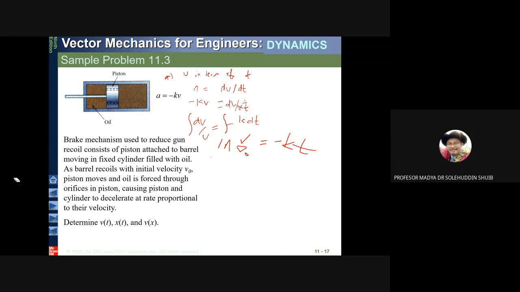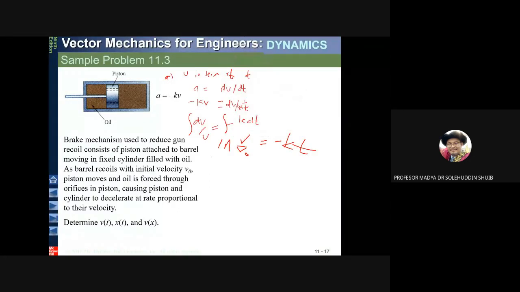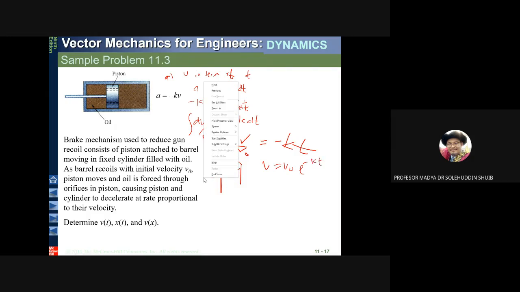So we can write this one in terms of exponent. When you write in terms of exponent, you're going to get V equal to V dot, exponent e to the power of minus Kt. So this is for the first part.